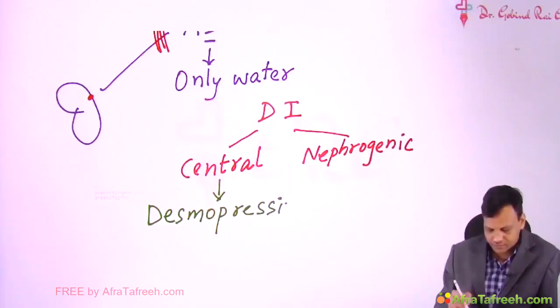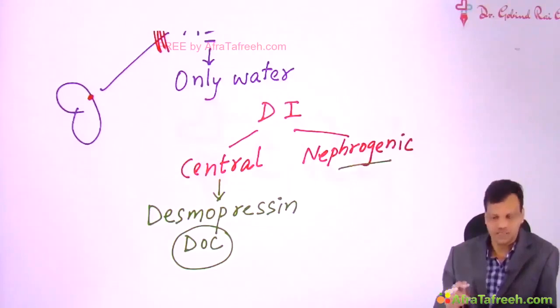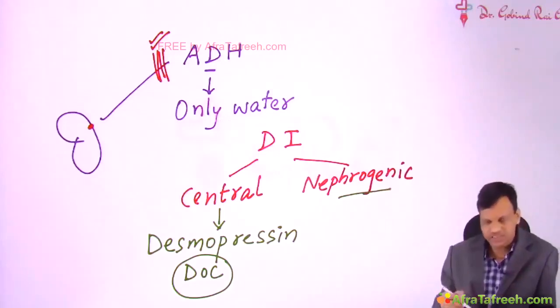Desmopressin, it is the drug of choice for central diabetes insipidus. On the other hand, desmopressin will not be effective in nephrogenic diabetes insipidus because when ADH is already present and it is not able to produce the effect, the exogenous ADH will also be ineffective.